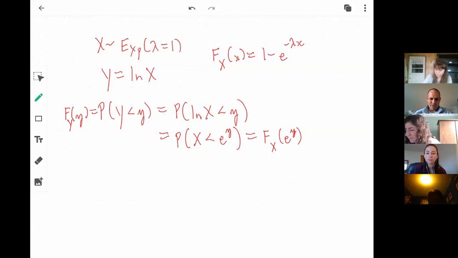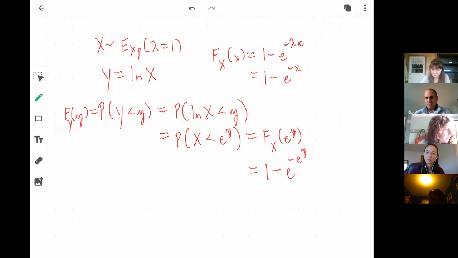But what's lambda equal to here? 1. Yeah, so it's just 1 minus e to the minus x. And what are we taking x equal to here? E to the y. So look at this crazy nonsense. The CDF of the random variable y ends up being 1 minus e to the minus e to the y. That's amazing, right?